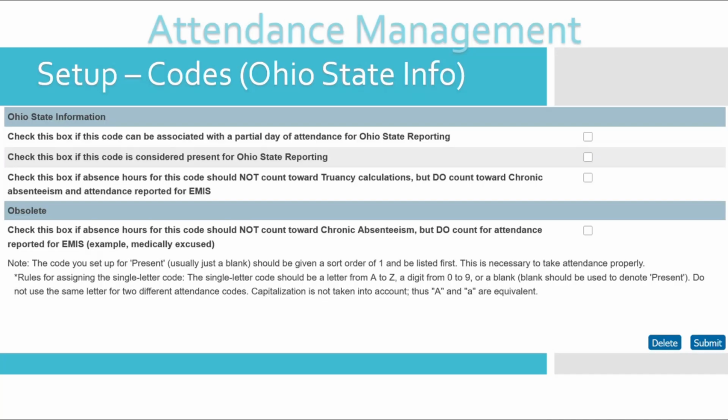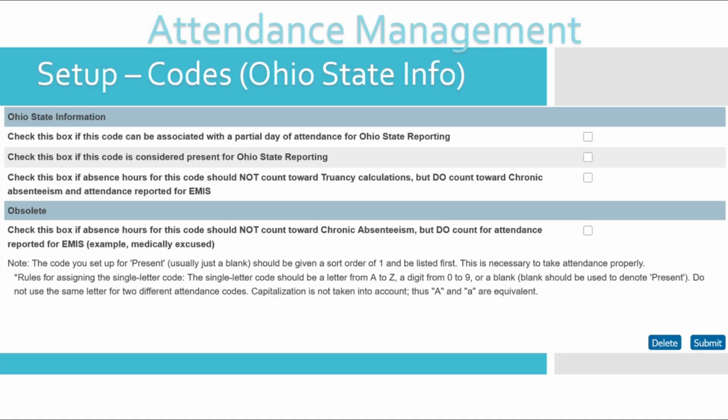So, there's a couple things you can check. If you see that popping up on codes that are only meant for full day, go ahead and uncheck that box. It'll help you validate attendance codes. The second one is if the code is considered present for Ohio State reporting. So perhaps a field trip, perhaps college visits, any other sort of off-site activities that do count for attendance, you'd want to code that way.